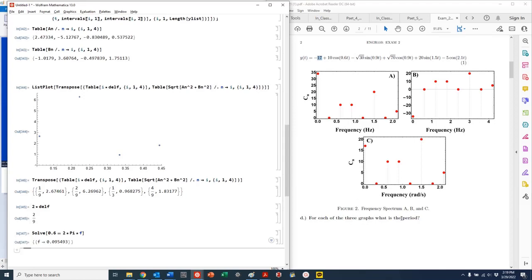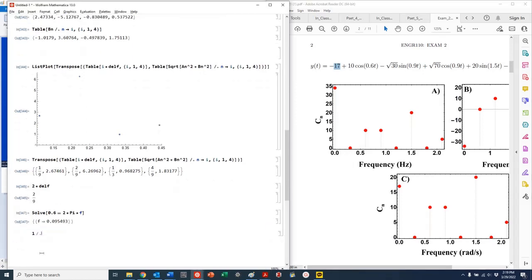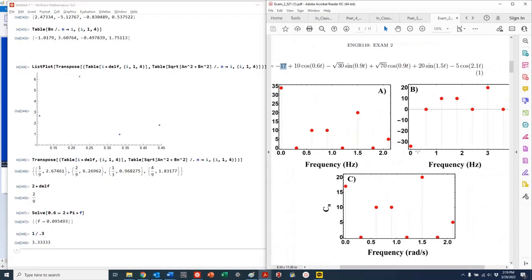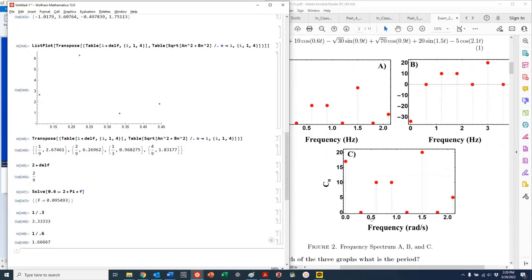For each of the graphs, what's the period? So period is going to be 1 over my delta f. I can see here that this looks to be, let's see, how many do we have? Actually, let's zoom in here just a little bit. So 0.1, 0.2, 0.3. Yeah, so 0.3. So if I do 1 divided by 0.3, that's my period for the first one. For the next one here, 2, 4, 6. 1 divided by 0.6. And then here, this is omega.